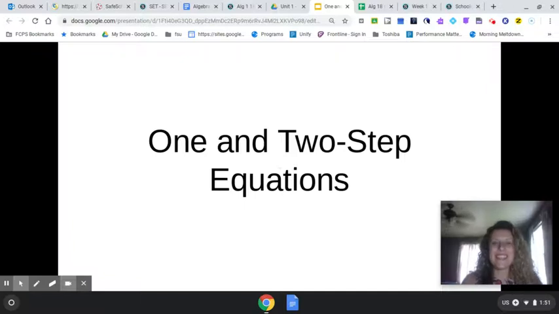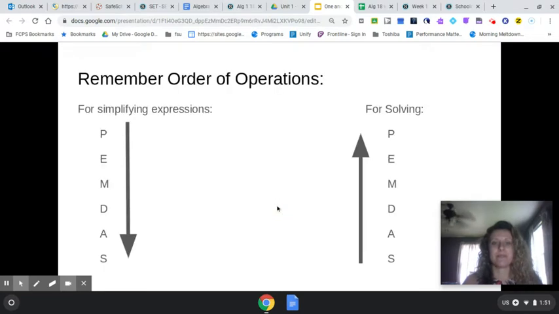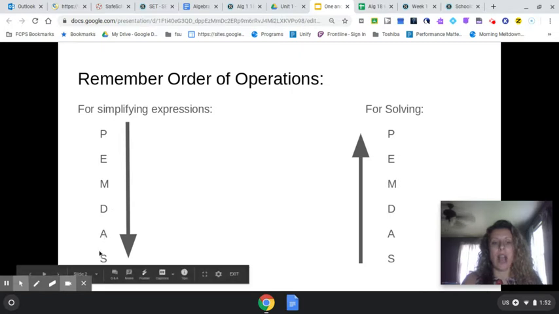Okay, guys, today's lesson is going to be covering 1 and 2-step equations. So remember from yesterday's lesson that order of operations are parentheses, exponents, multiplication and division from left to right, and then addition and subtraction from left to right.